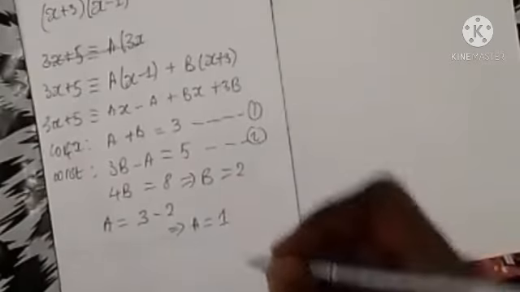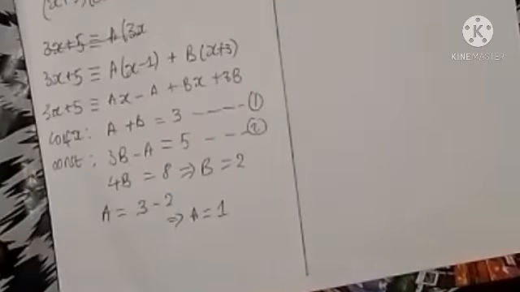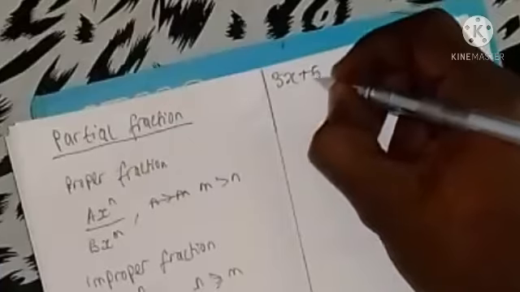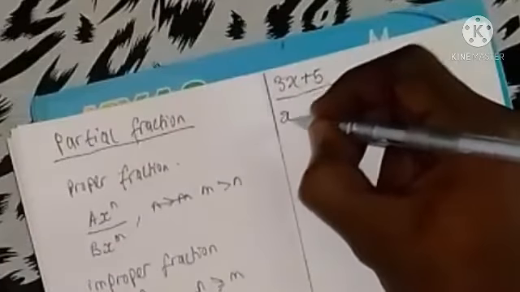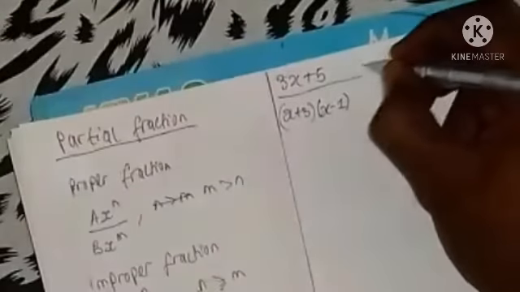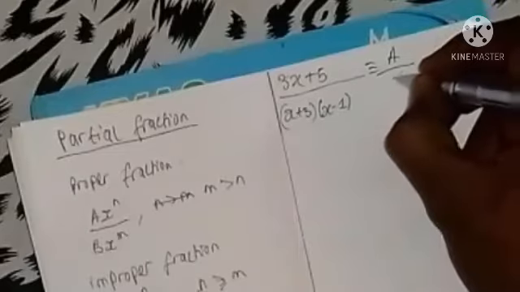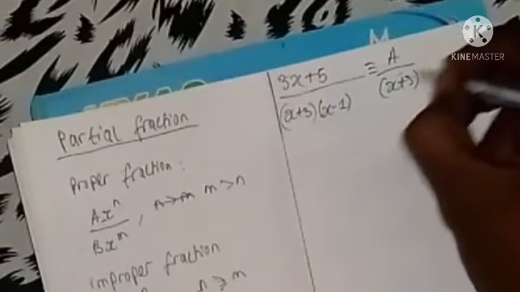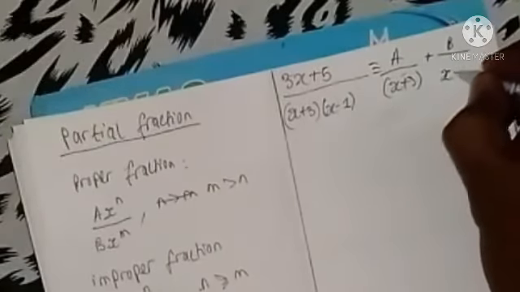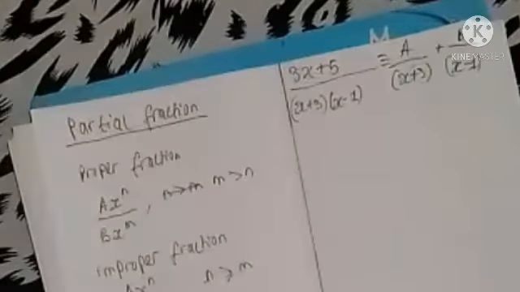So now I'm going to take the second method of approaching this particular problem. Remember we represented it like this: 3x plus 5 divided by x plus 3. Remember we represent it like this.